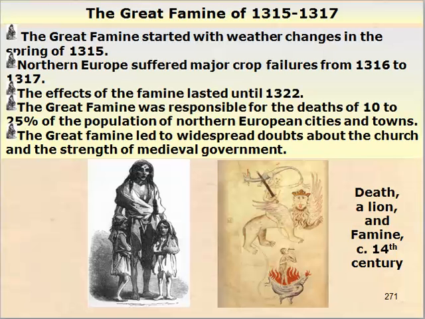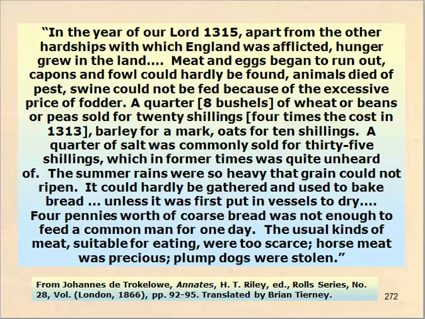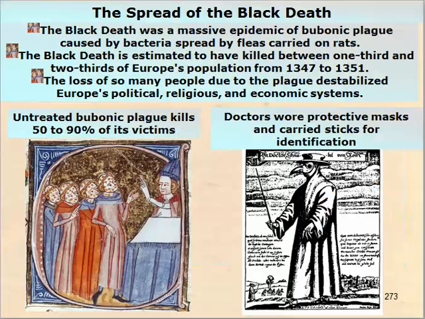Now, the Great Famine started with weather changes in the spring of 1315. Northern Europe suffered major crop failures from 1316 to 1317. The effects of famine lasted until about 1322. The Great Famine was responsible for the deaths of 10 to 25% of the population of northern European cities and towns. The Great Famine led to widespread doubts about the church and the strength of medieval government. I'm not going to read this out to you, but you could pause it and take a look just to get an idea of how dire the situation got.